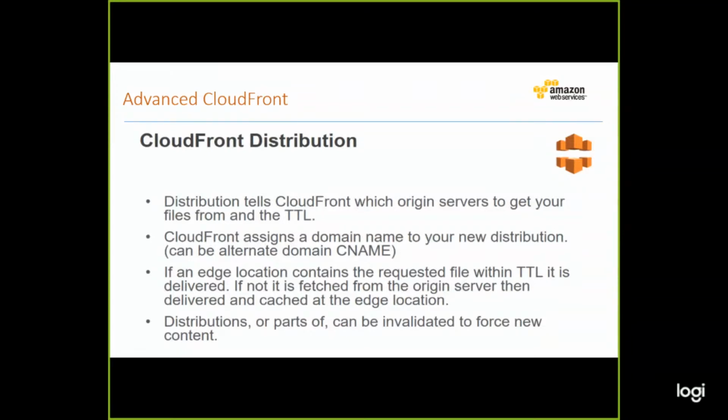If an edge location contains any requested file within the time to live, it is delivered directly from the cache. If it's not, it's then fetched from the origin, then delivered and cached at the edge location. If we want our content to be changed before that time to live expires, then we can do that. Let me repeat that again. If we want our content to be changed before the time to live expires, then we have to do the following.